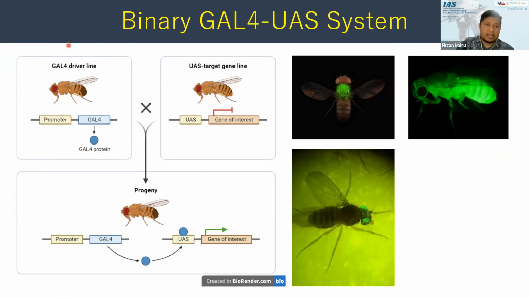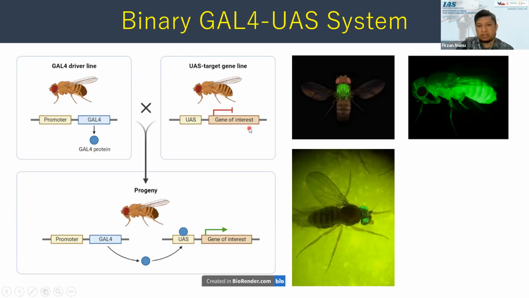First is the fly that has Gal4. Gal4 is a transcription factor from yeast, which Dr. Rika Indri just presented. We inserted the Gal4 into the back of the promoter. This particular fly will produce Gal4 protein, and we do mating with the UAS line. The UAS line is the line that has the gene of interest.